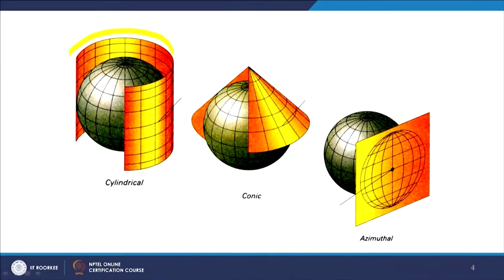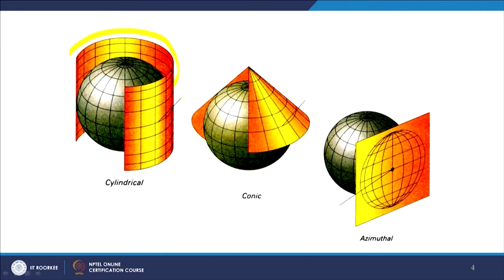So, if you have a glass globe, and you keep a light source inside that globe, and you put a photographic paper here and expose it, then when you make this sheet flat, you would see the impression of those latitudes and longitudes appear on it.